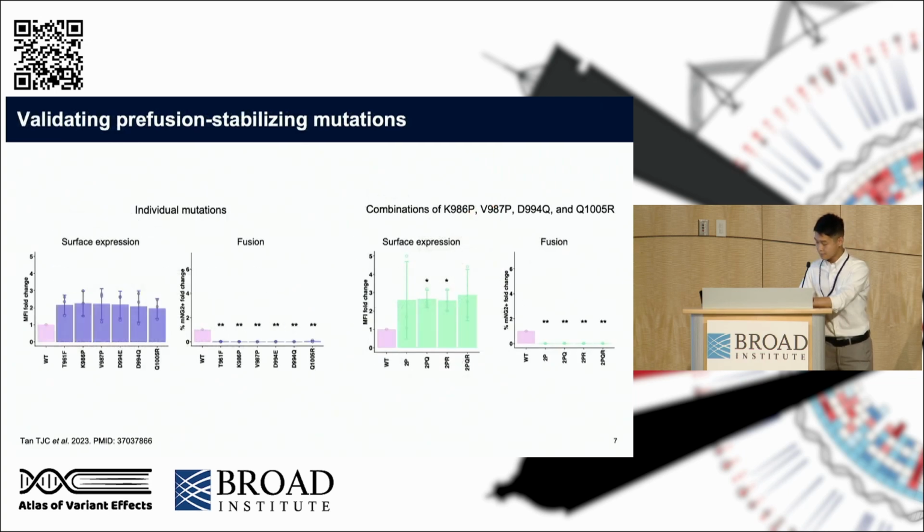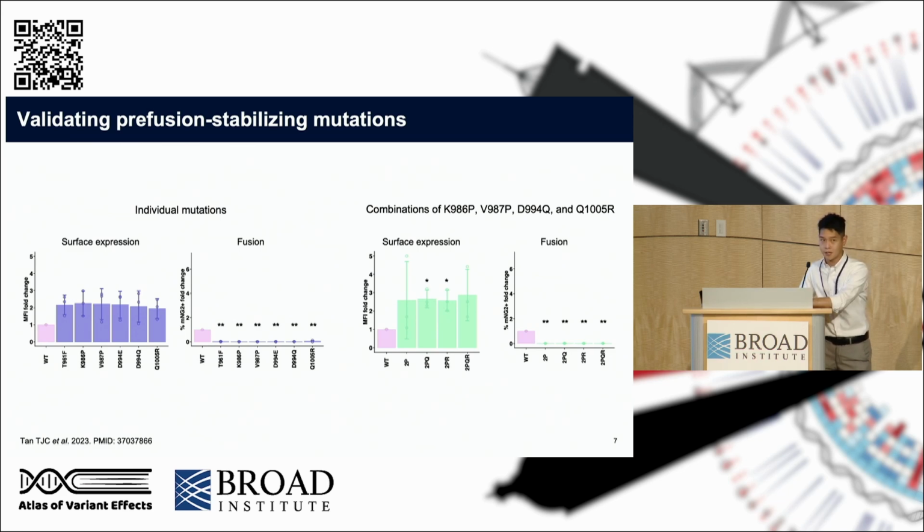So first, we verified that spike with these individual mutations express at higher levels on the cell surface compared to wild-type spike, and that these point mutations do not allow spike to fuse with ACE2 expressing cells. We then made various combinations of these prefusion stabilizing mutations and found that they express highly on the cell surface relative to wild-type and that they do not fuse with ACE2 expressing cells.